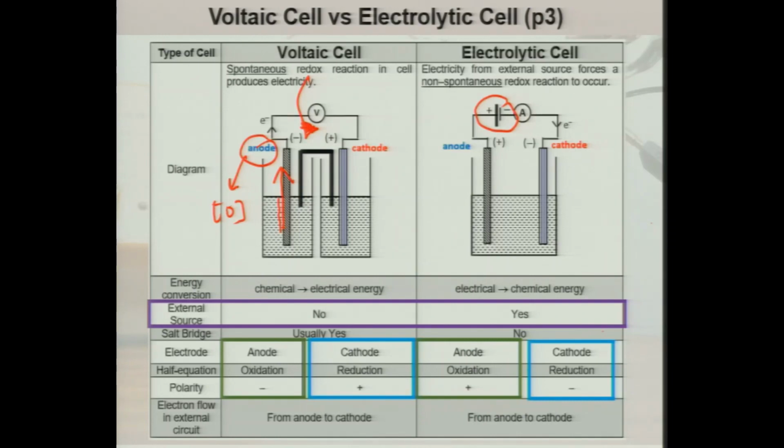Cathode is always reduction, but you realize that the polarities are different once again. This time I'm going to use the electrolytic cell as an example of how to think about it. In an electrolytic cell, the polarity is determined by the battery, simply because the negative end of the battery will push electrons out to this particular electrode. That's why it's negative, because electrons arrive there.